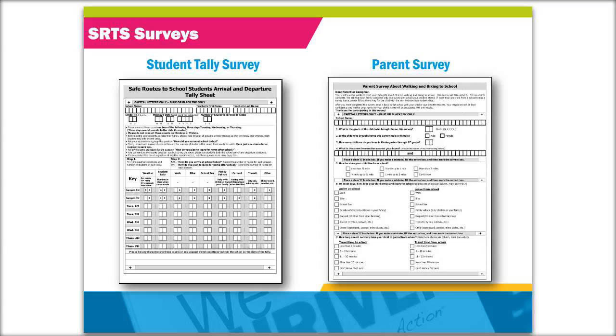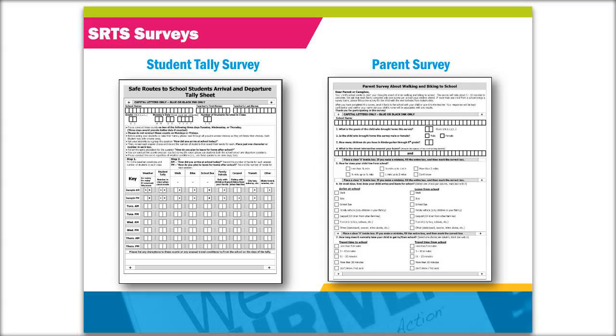You have 2 options when completing both the student tally and the parent survey. You can download them from the Safe Routes to School National Data Network and have them filled out, and then you can create an account and enter the data yourself. The process is pretty straightforward, and we at Hamilton County Public Health have a guide to help you enter the data into the online database.